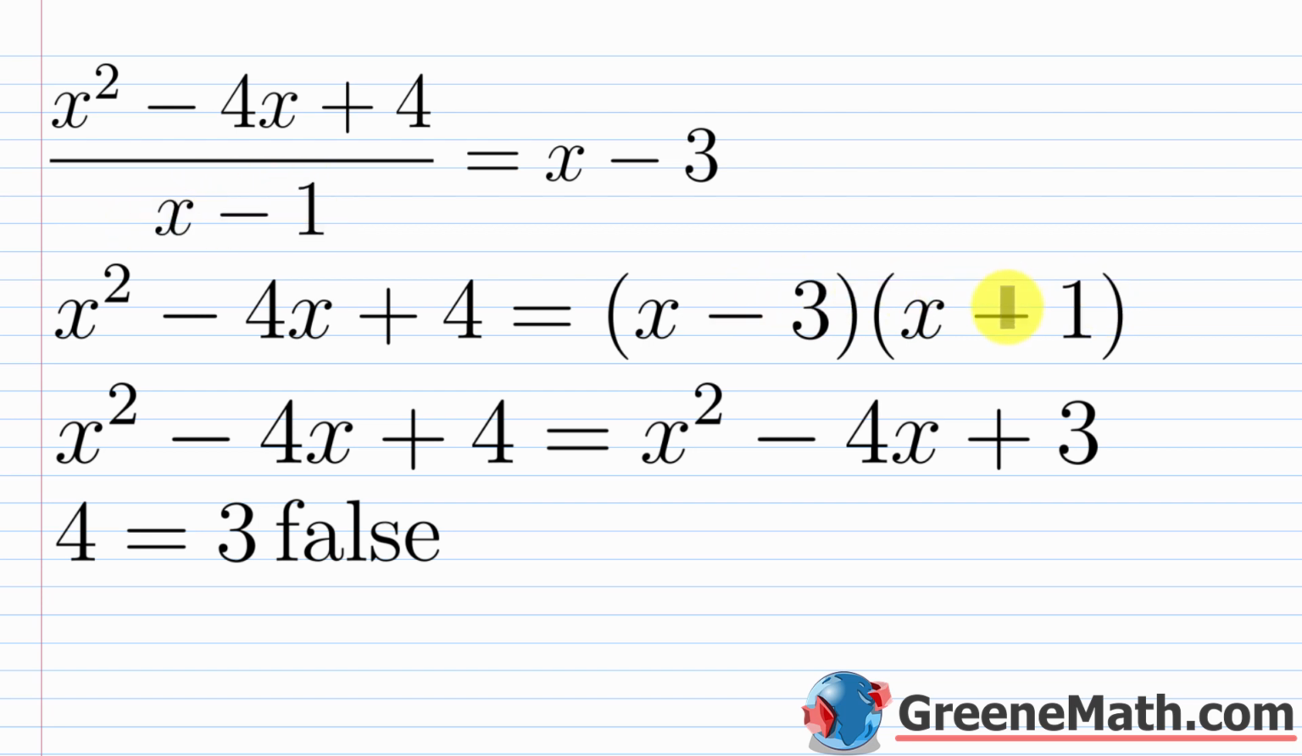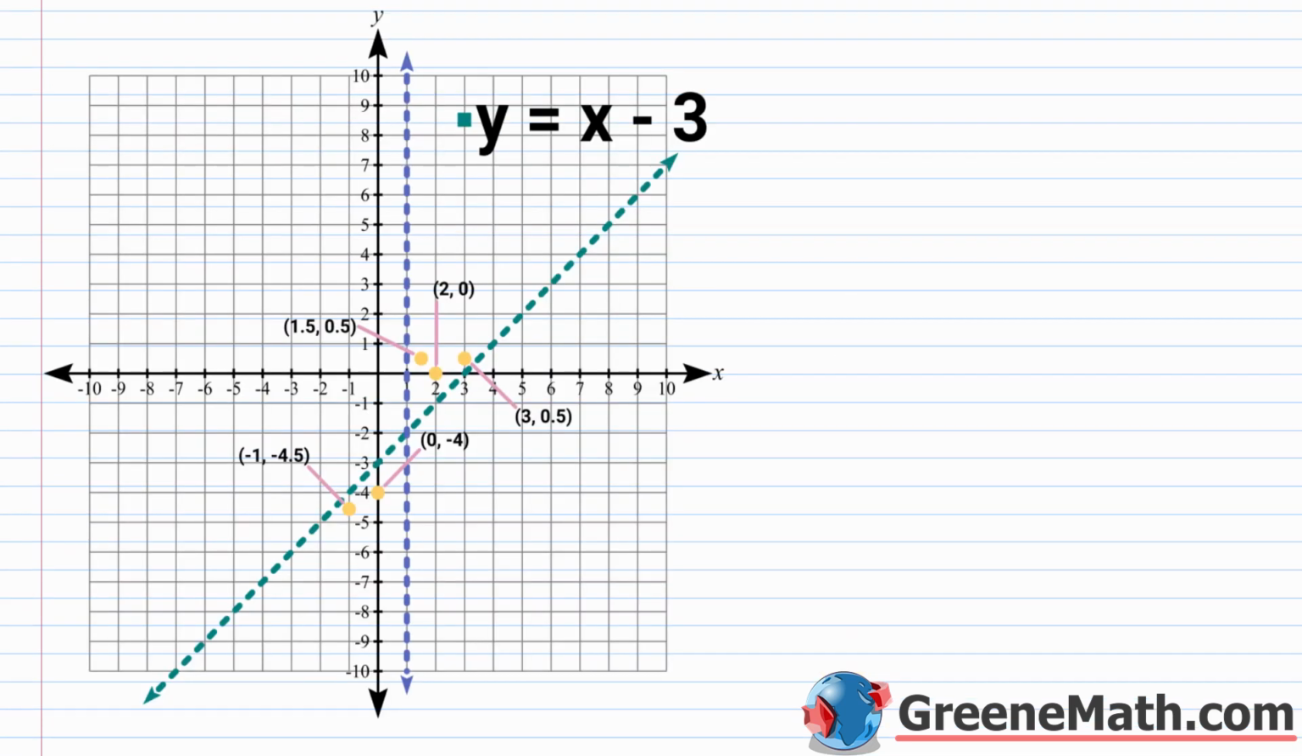If you simplify over here just using FOIL, you're going to have x squared minus 4x plus 3, and then you'll notice that this would cancel away. You just subtract x squared away from each side. If you add 4x to both sides, that's going to cancel away. You're going to be left with 4 equals 3, which is a false statement. So we know that when this happens, you have an equation with no solution, so we will not intersect that slant asymptote.